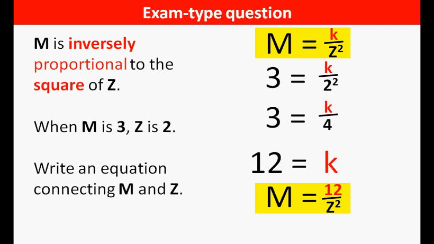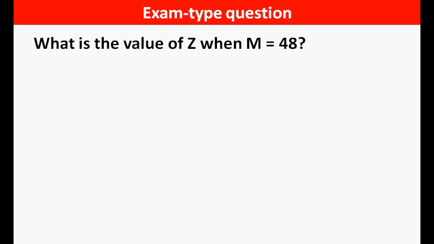So another part of the question might be, what is the value of z when m equals 48? So take the relationship between them and put in the number that we're given. So the general relationship is m equals 12 divided by z squared, and we can put that in. So m is 48. 48 equals 12 divided by z squared. From that we can figure out what z is.